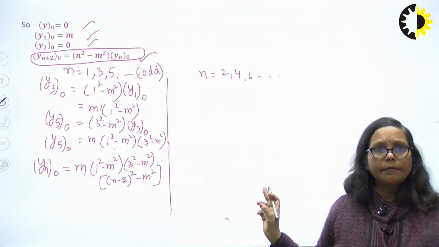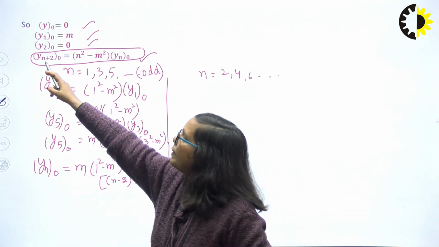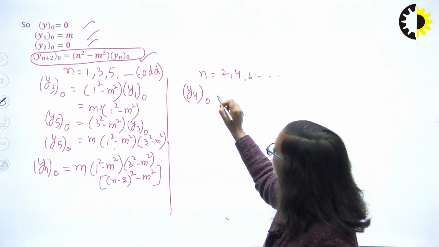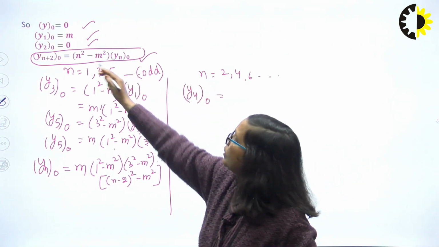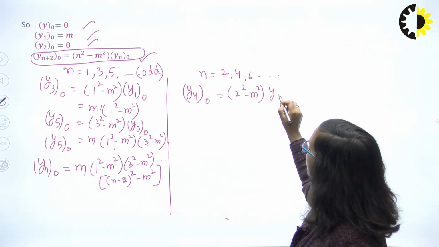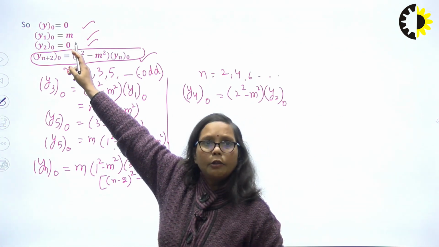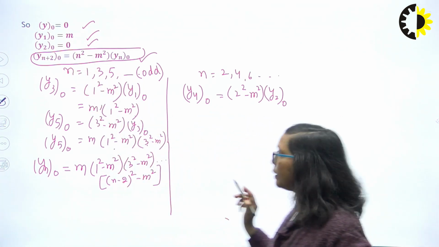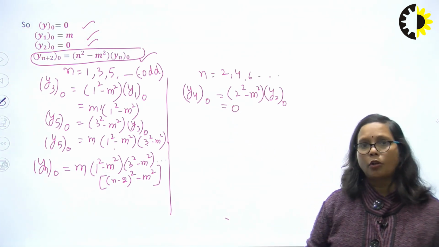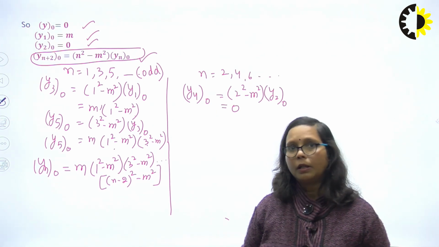Similarly, we take the case when n is even. Start putting. We put n equal to 2 over here. We get 2 plus 2, 4. We are getting y40 equal to 2 square minus m square, and on the right hand side we get y20. y20 we have already calculated. The value of y20 is 0. Put this value over here, so this comes out to be equal to 0. So y40 is also 0, because it depends upon the value of y20, which is 0.